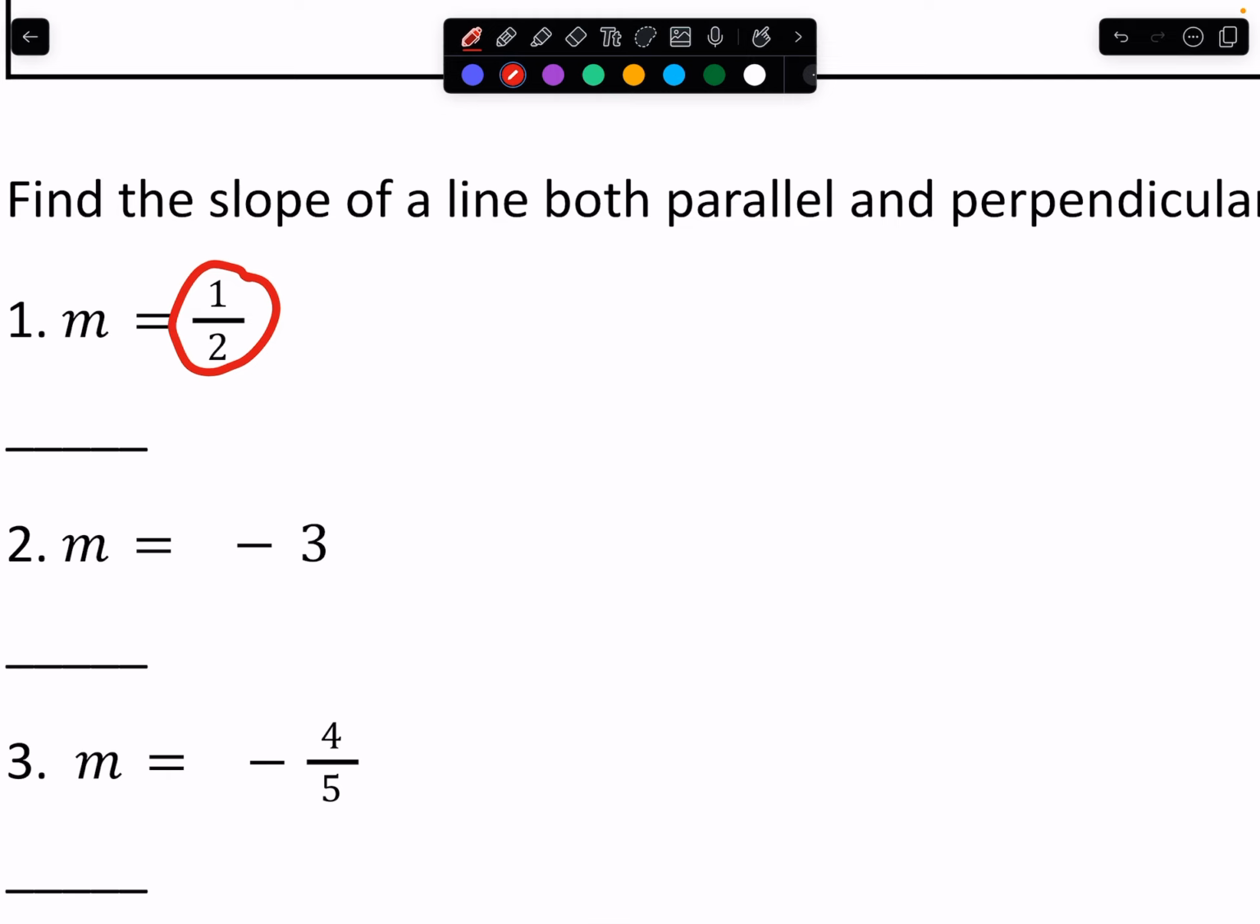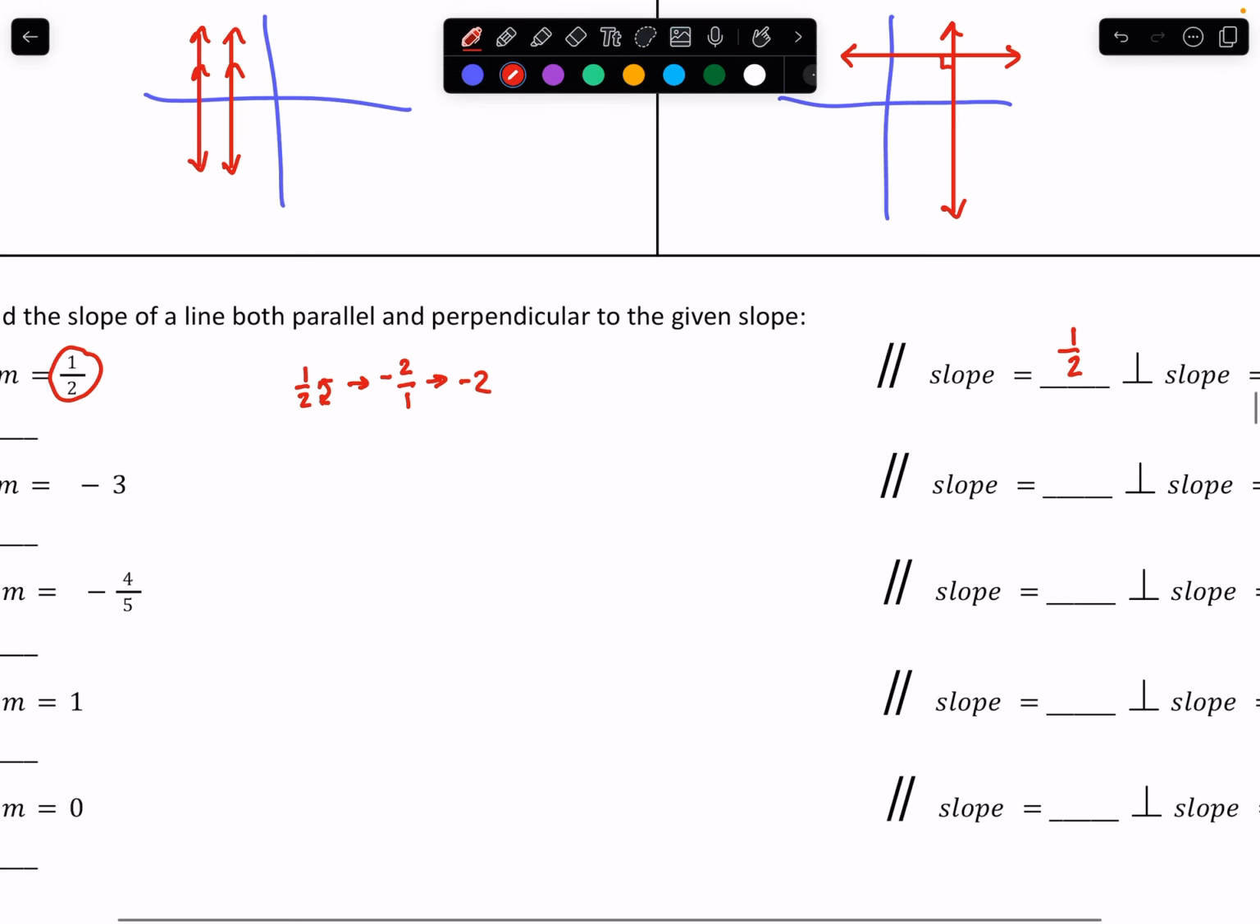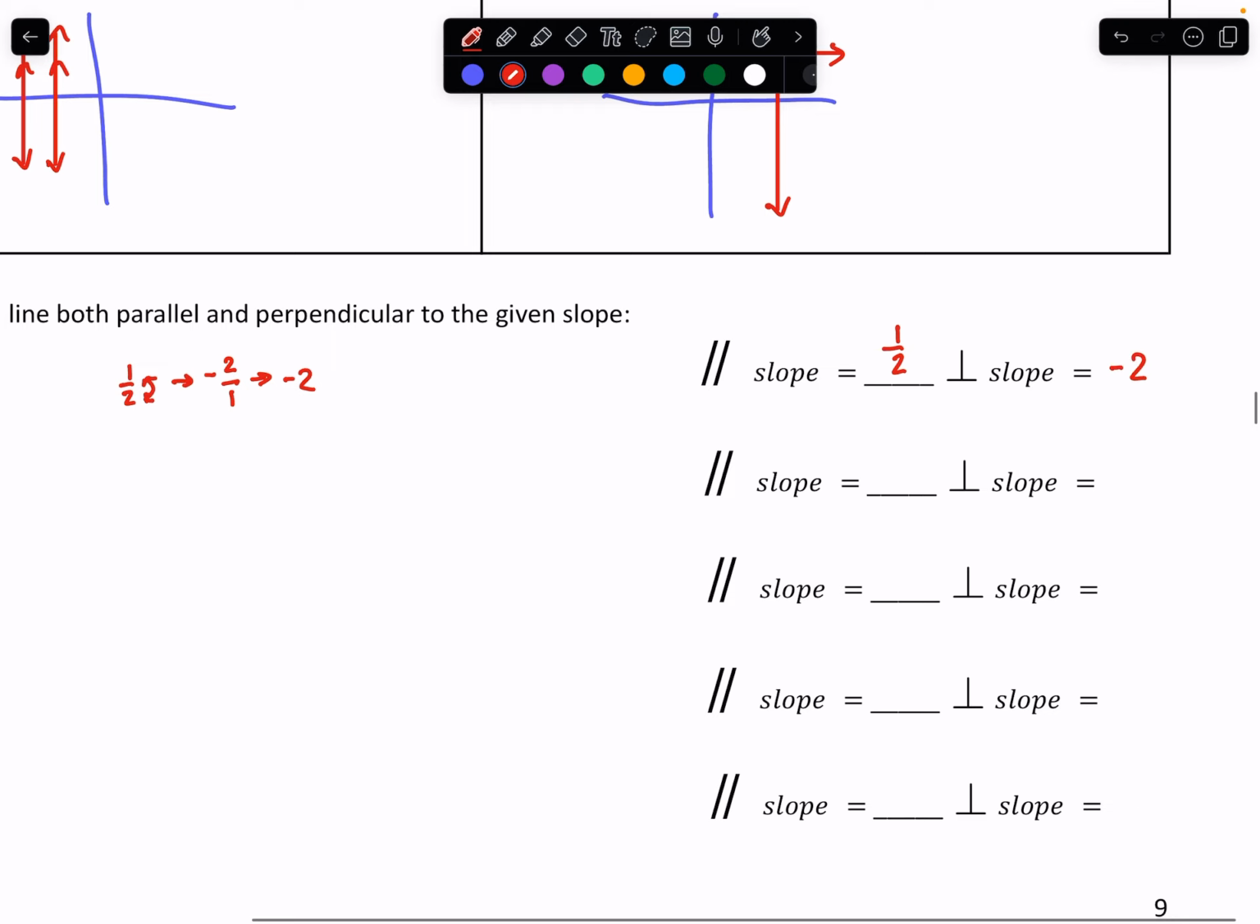Perpendicular lines are going to be different. Perpendicular lines are going to be opposite reciprocal. That means if one is positive, the perpendicular line is going to be negative. That's the opposite portion. And now the reciprocal portion: you have to flip the numerator and denominator. So it's then going to be 2/1. However, because my first line was positive, this line is going to be negative. So I could write this as just -2. So the perpendicular line is going to be -2.